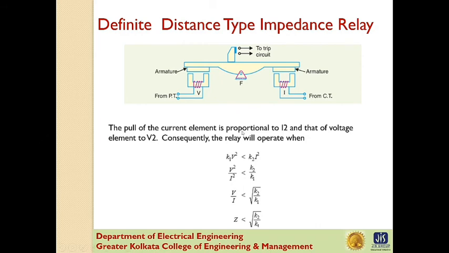Now the pull of the current element is proportional to I square, and that of the voltage element to V square. Consequently the relay will operate when K1 V square is less than K2 I square. That is, V square by I square is less than K2 by K1, so V by I, that is the impedance, should be less than root over K2 by K1. The values of K1 and K2 depend upon the ampere turns of the two electromagnets. By providing tappings on the coils, the setting value of the relay can be changed.